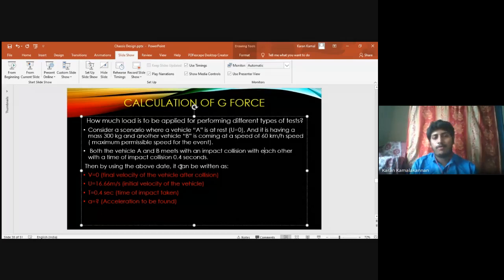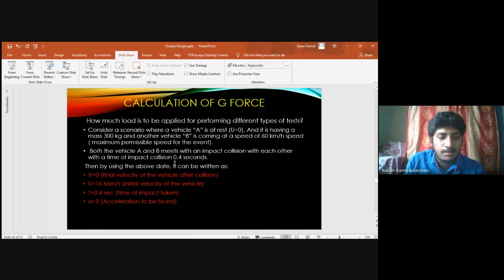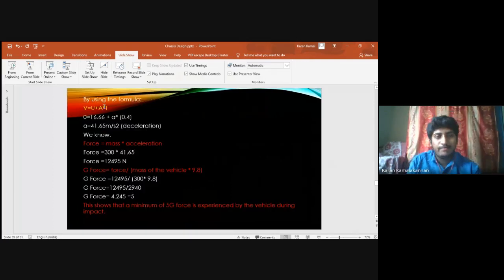calculating the G-force required. These are the inputs: final velocity V equal to 0, initial velocity of 60 km/h converted into meters per second, and the time of impact, 0.4 second. We must find the acceleration. Next slide. We must know Newton's law of motion: V equals U plus AT. So that is what we will be applying here.